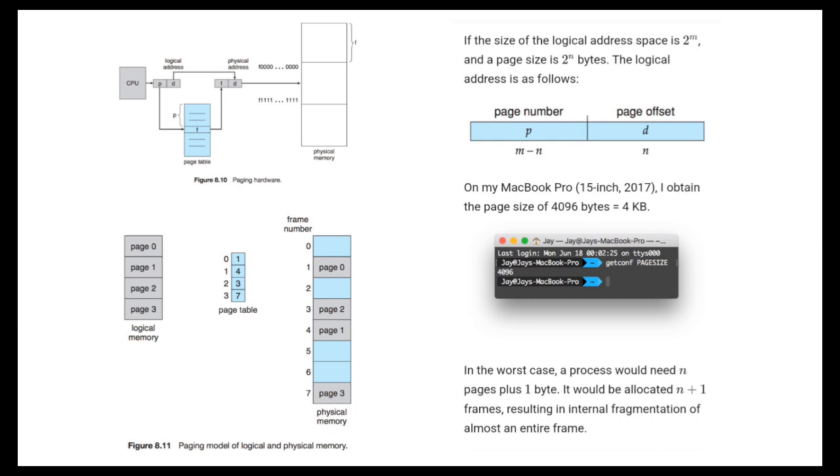For example, if the logical address size is 2^m and the page size is 2^n, then the higher order m minus n bits of a logical address designate the page number, and the remaining n bits represent the offset. Note also that the number of bits in the page number and the number of bits in the frame number do not have to be identical. The former determines the address range of the logical address space, and the latter relates to the physical address space.